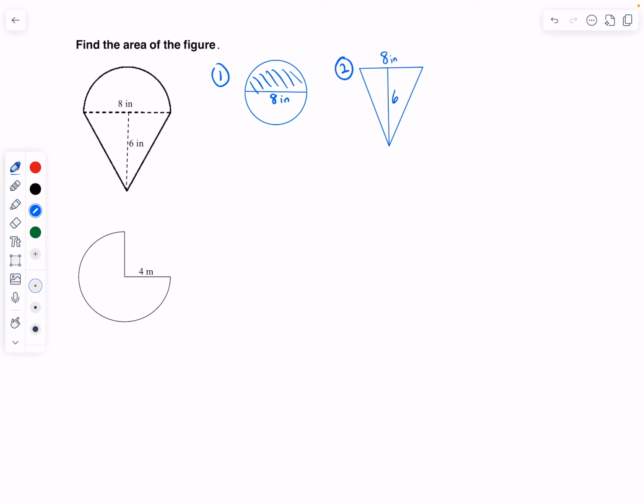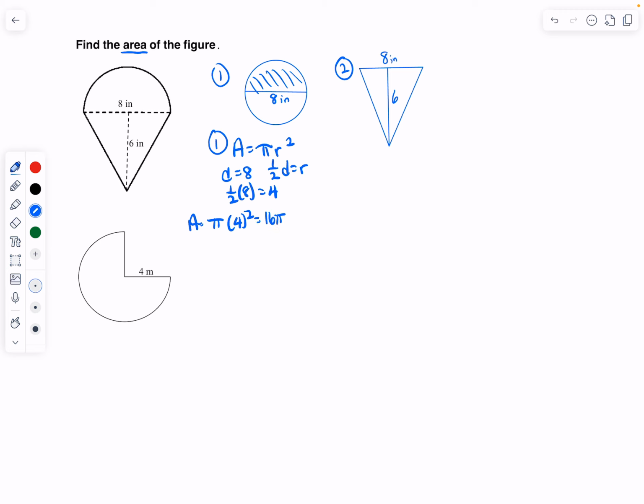Okay, so now it tells me to find the area of a figure. So what I'm going to do is find the area of a circle first. Remember, area equals pi times the radius squared. Remember, I have the diameter. Diameter equals 8. So 1/2 of the diameter equals the radius. So 1/2 of 8 equals 4. So I'm going to do pi times 4 squared equals area. So this equals 16 times pi.